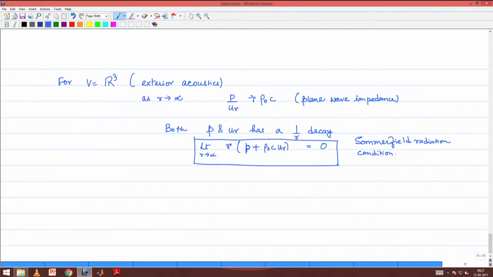Another way of interpreting the Sommerfeld radiation condition is this: the solution for the pressure which satisfies the Sommerfeld radiation condition is in fact the outgoing solution. The incoming solution will not be able to satisfy this condition, because the incoming solution will demand a change of sign here. For the incoming situation you will have P plus rho naught C u r, but if you put it as P minus rho naught C u r, that means the radial velocity is directed outwards, which means it is an outgoing wave.